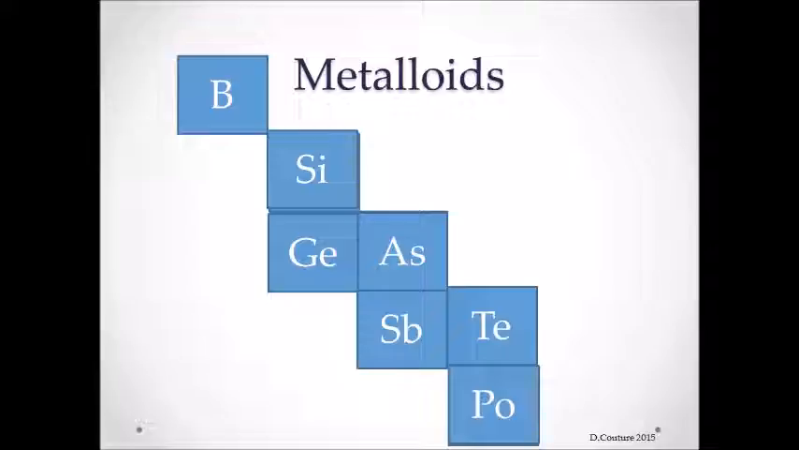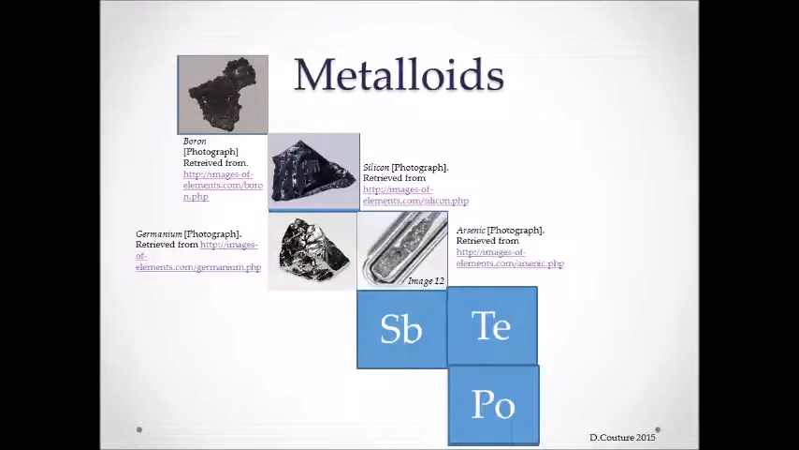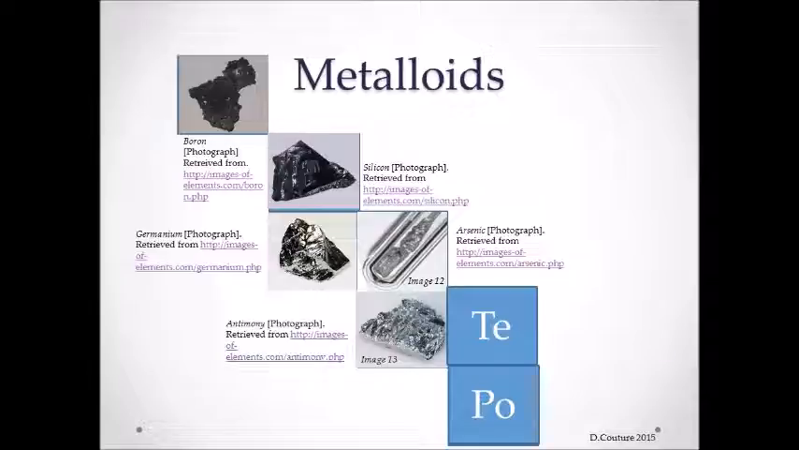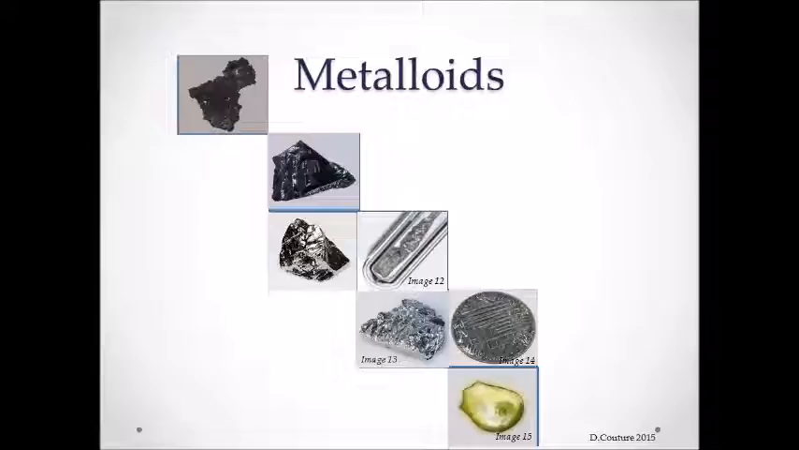So let's take a look at what these look like. We have boron, silicon, germanium, arsenic, antimony, tellurium, polonium. Now, if we take a close look at all of these, we're going to realize that some of them are shiny, some of them are not. They kind of look metallic for most, but others not. And that's the beauty of metalloids, is they share characteristics with the metals and the nonmetals. They're kind of in between.